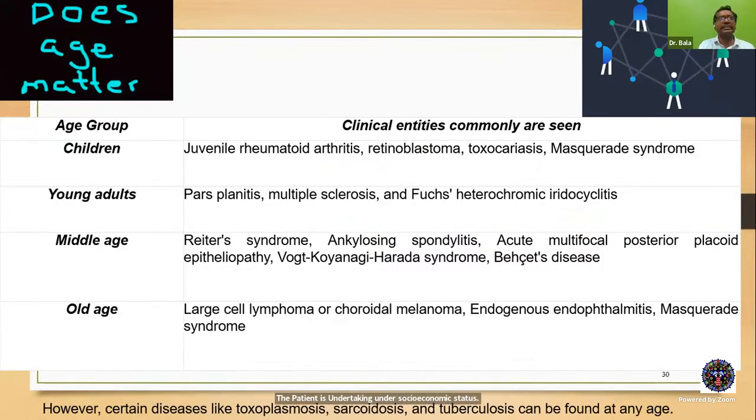The clinical entities vary with the different age groups. For example, in children, you are going to have JIA or toxocariasis or masquerades or retinoblastoma. Whereas in young adults, pars planitis or multiple sclerosis, Fuchs is invariably common. In middle age, apart from the HLA-B27 entities, the posterior uveitis like VKH, Behcet's, APMPPE are going to be common. Whereas in the very elderly, beyond 60 years, malignancies like lymphoma, melanoma, endogenous endophthalmitis following uncontrolled diabetes or any trauma causes or masquerades are super common. So age is also an important filter to rule out or rule in a particular set of differential diagnoses. Once we understand this important element, our job becomes much easier.